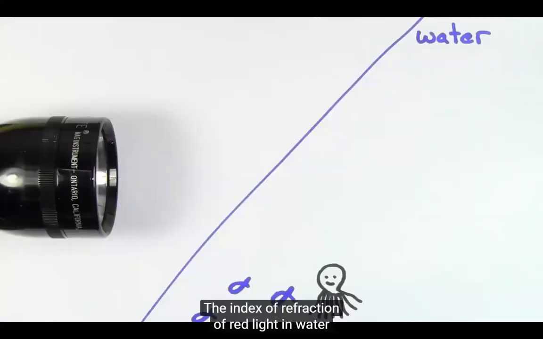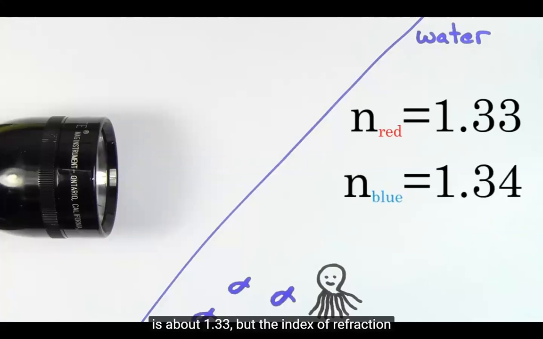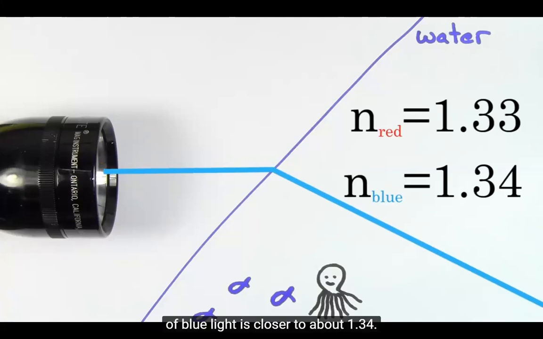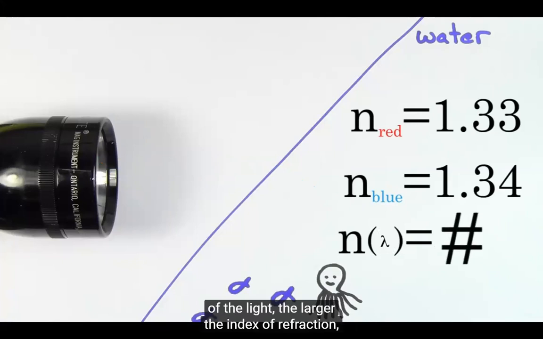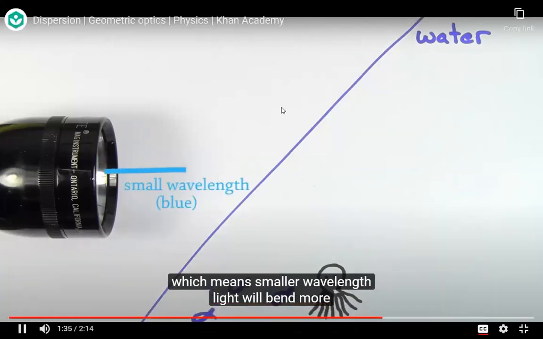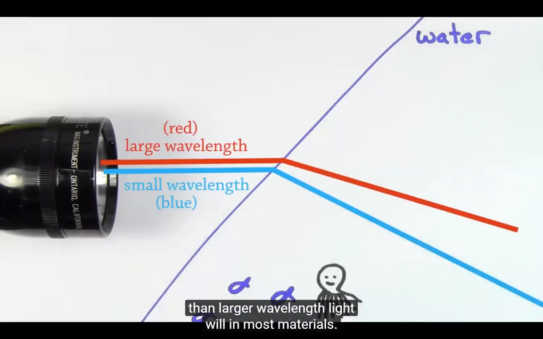The index of refraction of red light in water is about 1.33, but the index of refraction of blue light is closer to about 1.34. In fact, for most materials, the smaller the wavelength of the light, the larger the index of refraction, which means smaller wavelength light will bend more than larger wavelength light will in most materials.